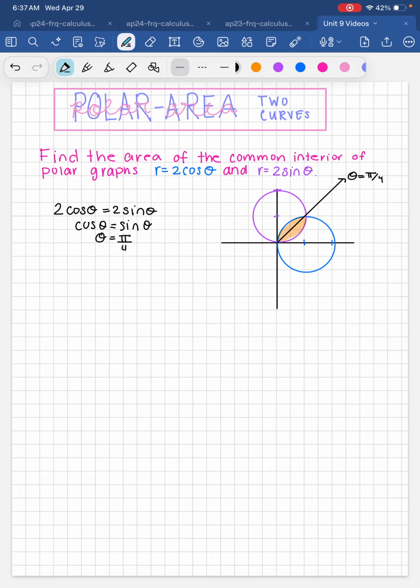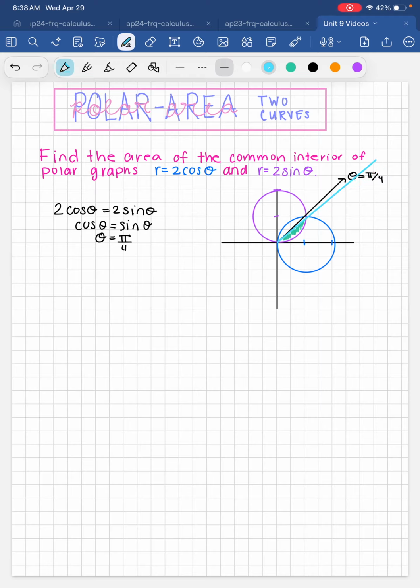The first thing I tell my kids to do is shade underneath the ray. I can shade it in green so it stands out. We're going to create an integral for the area of this green region first. The way you want to think about the bounds is, if you took your pencil and swept from x equals 0, let's do it in blue, from 0 to pi over 4, do you see how we would enclose the green region right there?